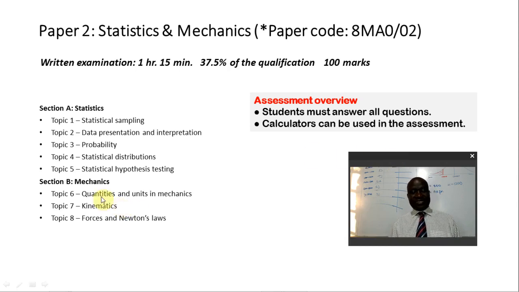Then in mechanics, we'll look at quantities and units in mechanics. Units is like units of measurements like Newton forces, meters per second for velocity. Physics students will be very comfortable with that, but we are not approaching it from physics point of view. We are approaching it from mathematical point of view. So even if at all you are not in physics class or you didn't take physics at IGCSE or GCSE, still you will not be disadvantaged.